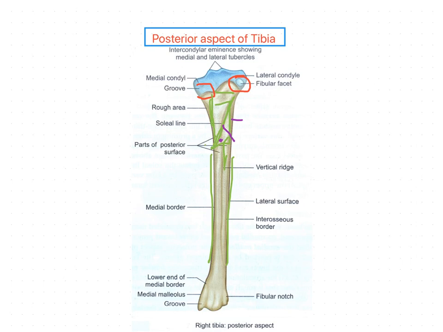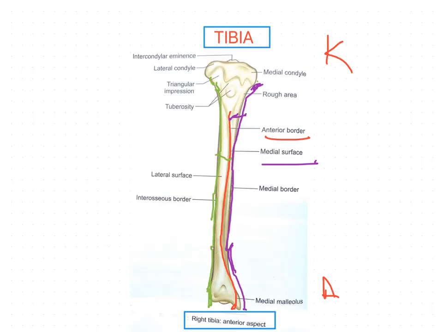Here a faint vertical ridge is present, and at the upper end of this ridge you can find the nutrient foramen of the bone. So these are the features which we can see on the posterior surface. Now we will see the lower end of the tibia.